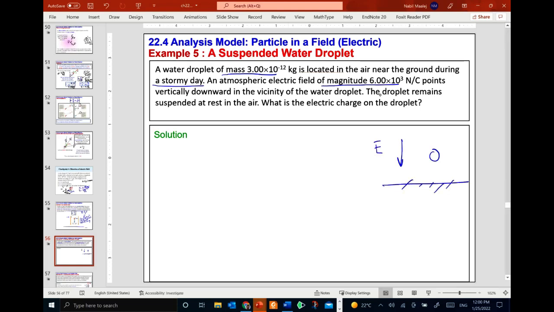The droplet remains suspended at rest in the air. What is the electric charge of the droplet? First of all, how can it be suspended in the air? What are the forces acting on it?